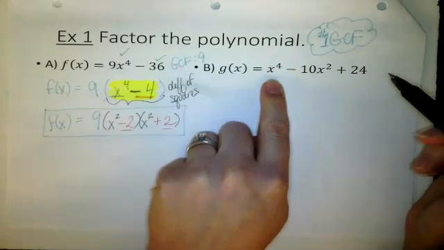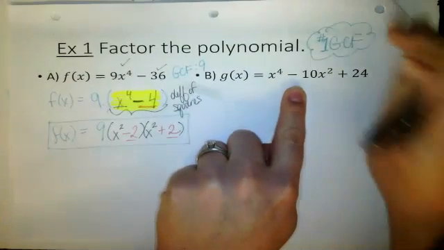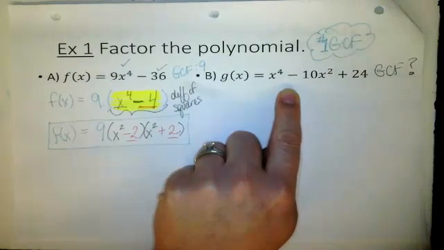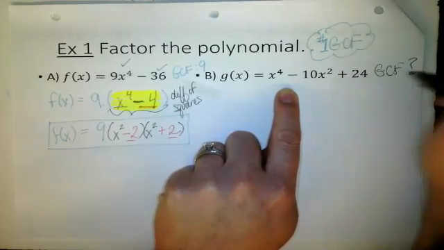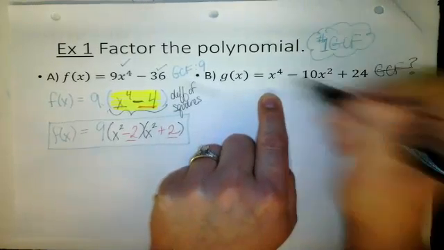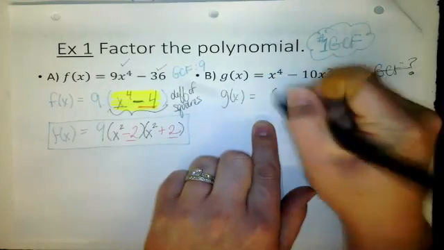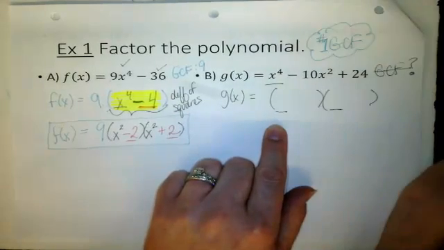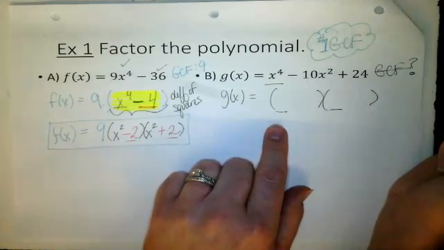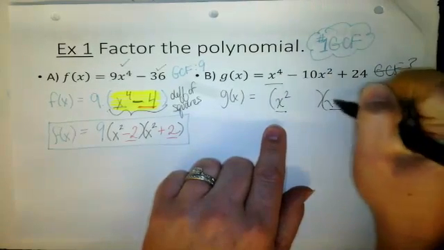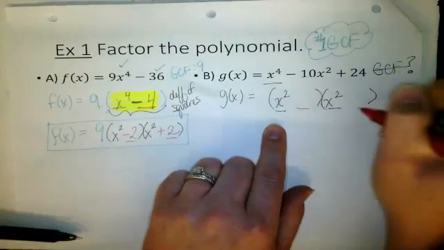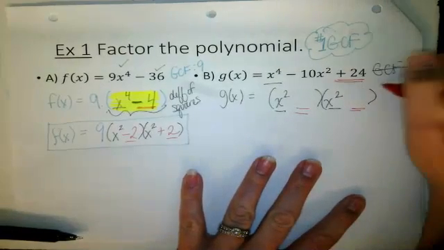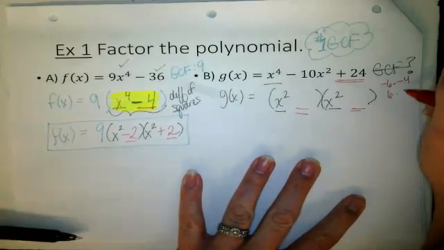g of x equals x to the fourth minus 10x squared plus 24. First rule, is there a greatest common factor? No GCF here. And so then we go straight to try to double bubble. And the pattern for double bubbling, first times first has to be the first thing. What times what is x to the fourth? x squared times x squared. And then last times last has to be positive 24. What times what is positive 24? Negative 6 and negative 4, positive 6 and positive 4.